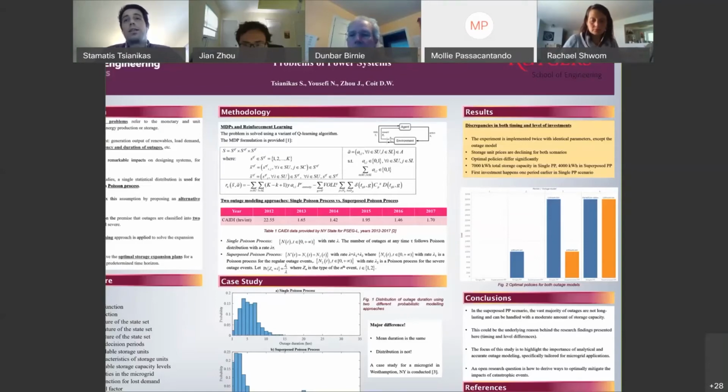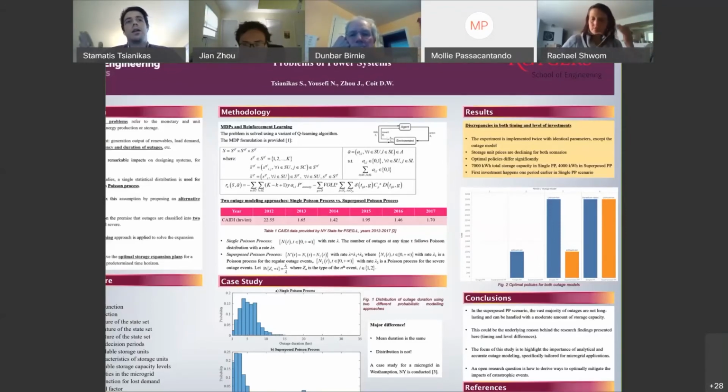So if we see only the blue, we'll see that we have 7,000 kilowatt hours total storage capacity. If we see the orange, we'll see that we have only 4,000 kilowatt hours total storage capacity installed. So this is the first main difference. The second main difference is that the first investment happens one period earlier in the single portion process scenario.